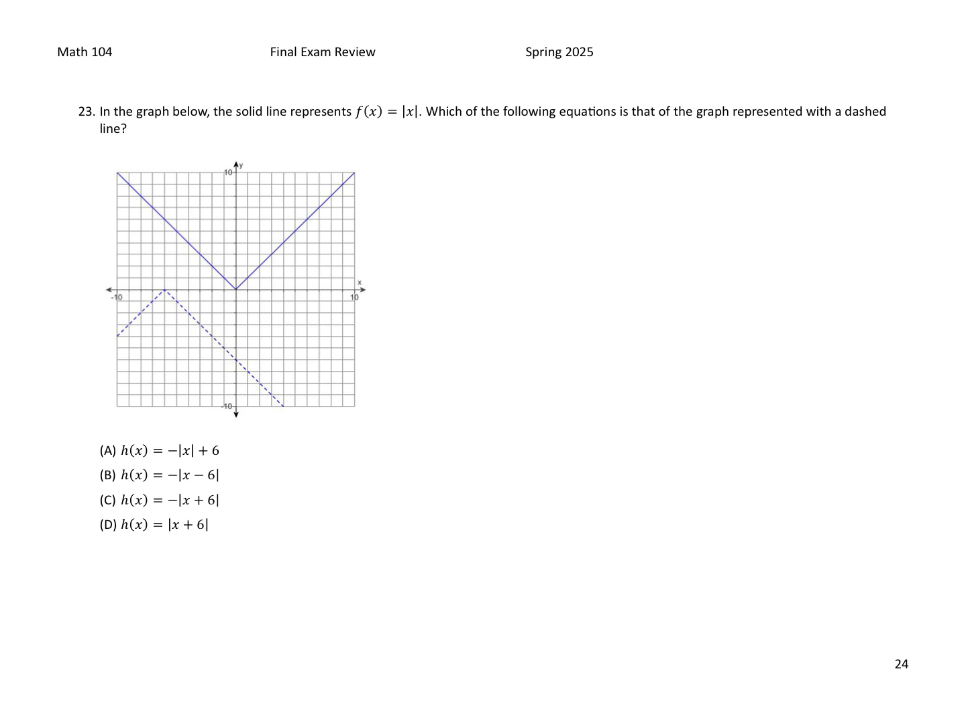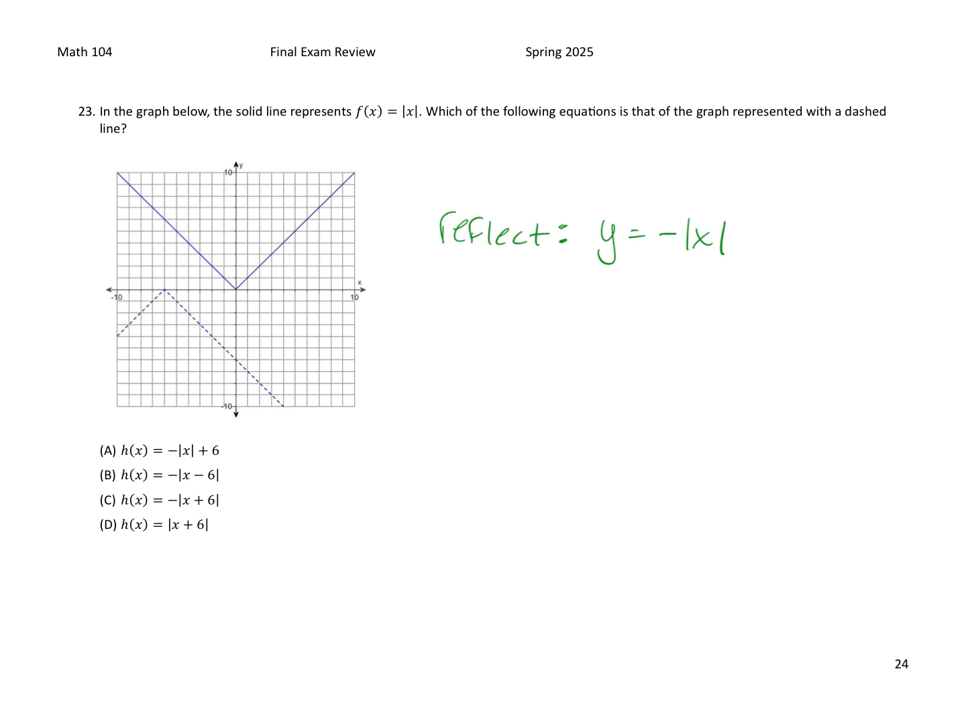So it looks like a transformation, and it looks like we reflected over the x-axis. So we do that by putting a negative outside. So the reflection by itself would be y equals negative absolute value of x.